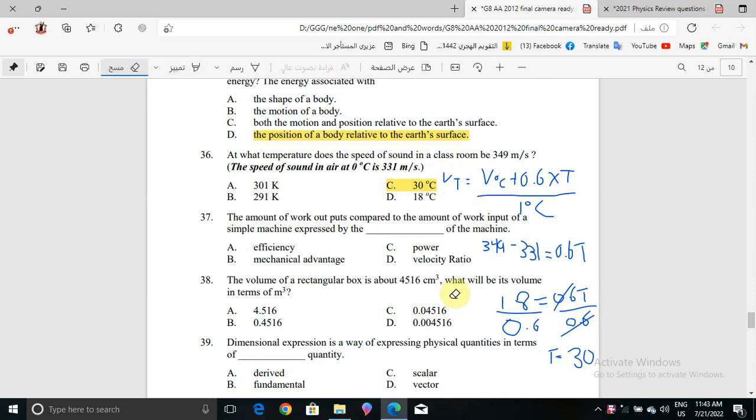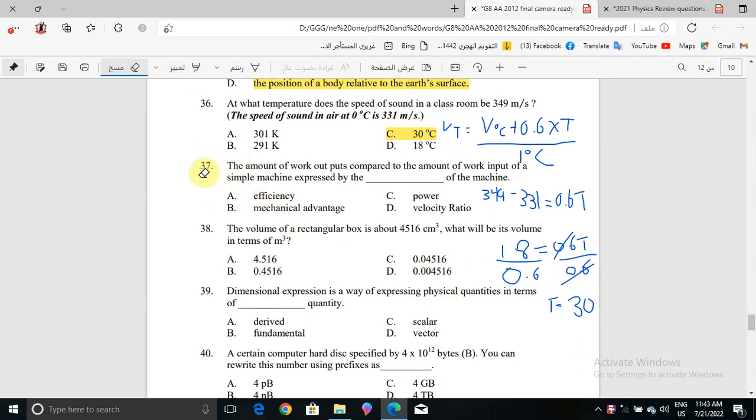Okay, now let's go for question number 37. The amount of work output compared to the amount of work input of a simple machine is expressed by the dash of the machine. It will be the efficiency, right? Efficiency is the correct answer for question number 37.